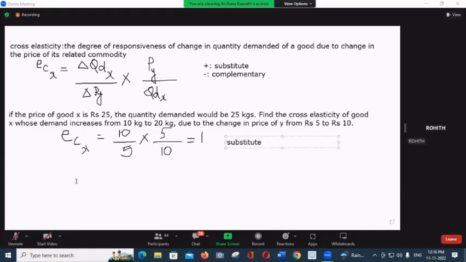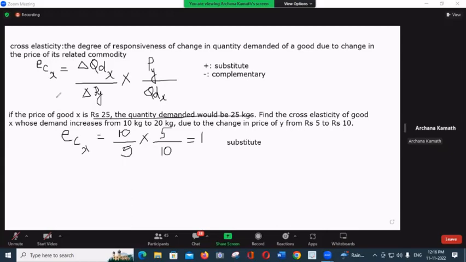Ma'am, quantity demanded of X is 25 kilo only. What is your doubt? The first sentence says if the price of good X is rupees 25, the quantity demanded is 25 kilos. But those who have taken this sentence as their information for calculating elasticity, see, you can see in the equation, we are calculating changes in quantity demanded of X with respect to change in price of Y.